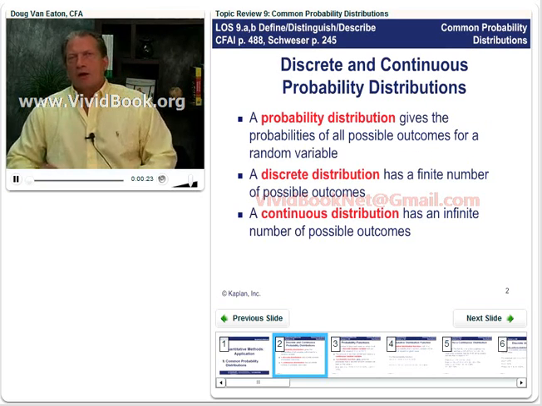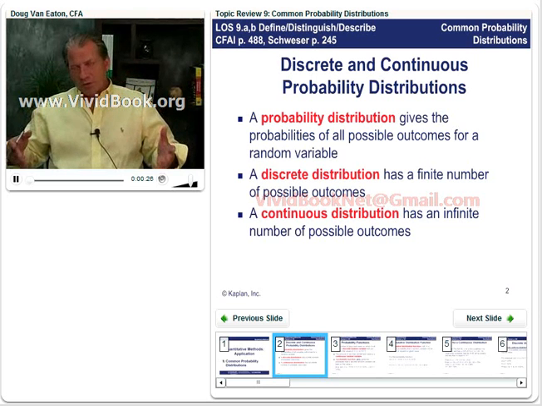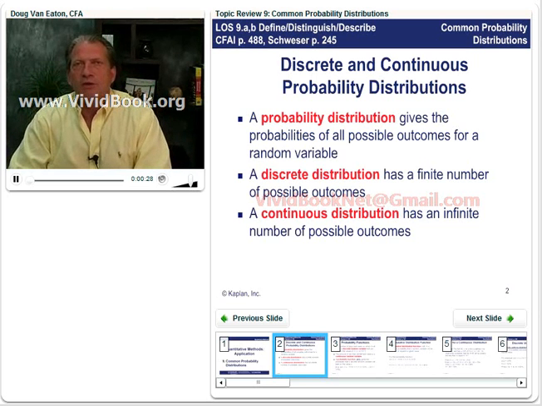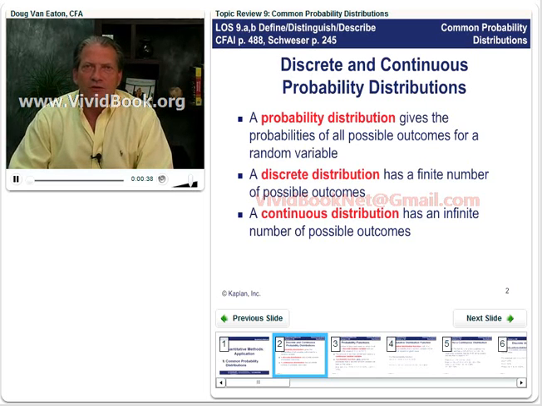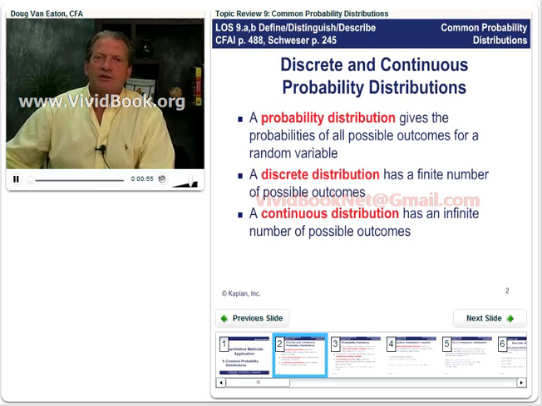So if you see a bell-shaped curve, that's a normal distribution, you're probably familiar with that. That's one type of probability distribution. If I'm flipping a coin and I say, well, 50% chance of heads, 50% chance of tails, that's a probability distribution. And a discrete distribution has a finite number of possible outcomes. So our coin flip is either heads or tails, so that's finite. So that would be a discrete distribution. A continuous distribution has an infinite number of possible outcomes. And I've got a couple examples to bring those points home on the next slide.